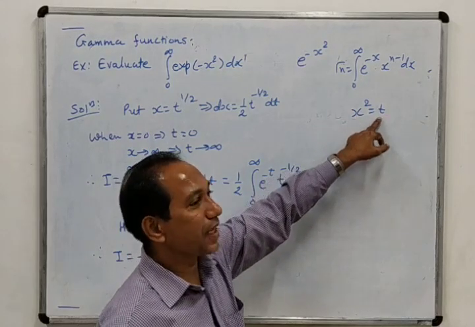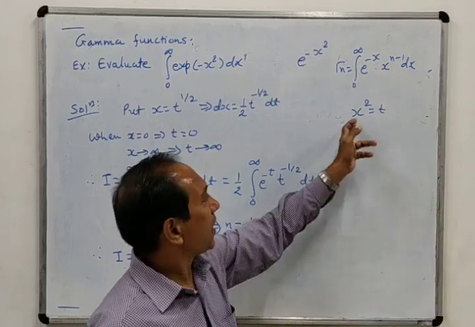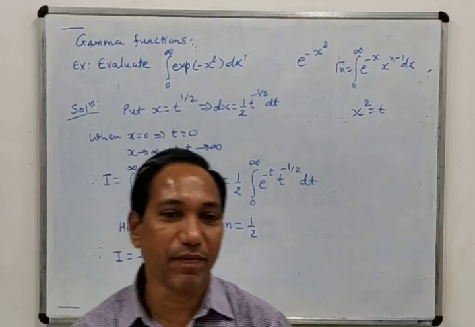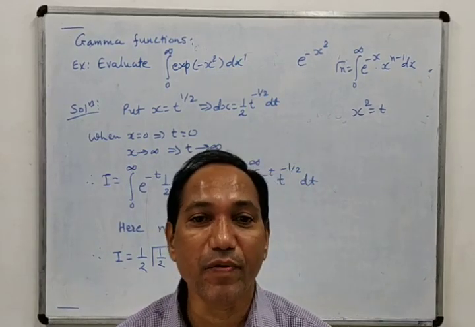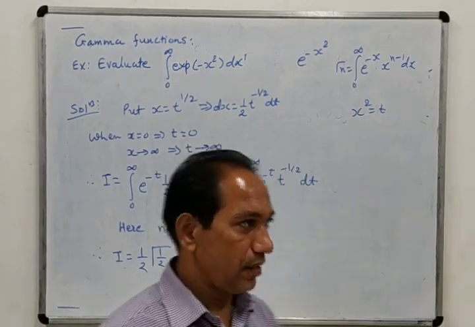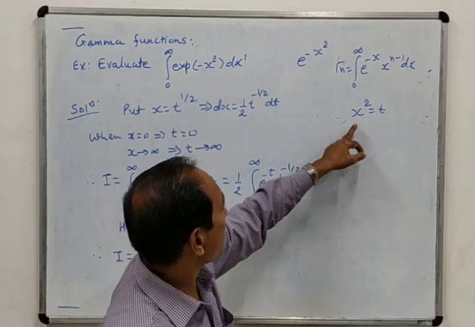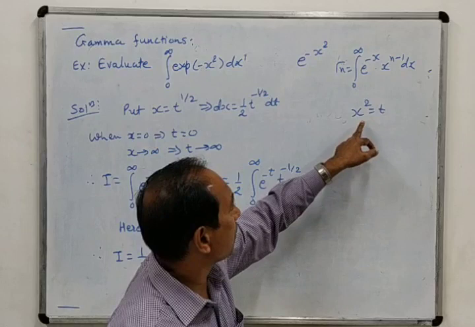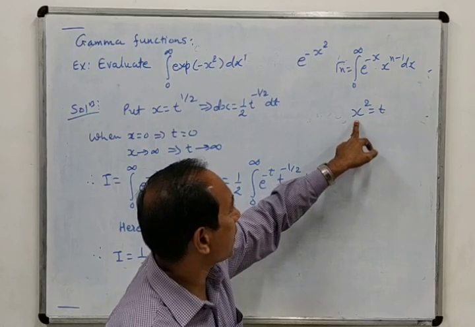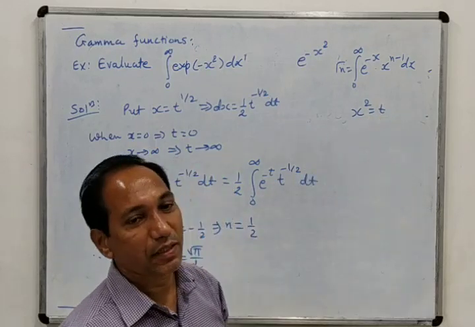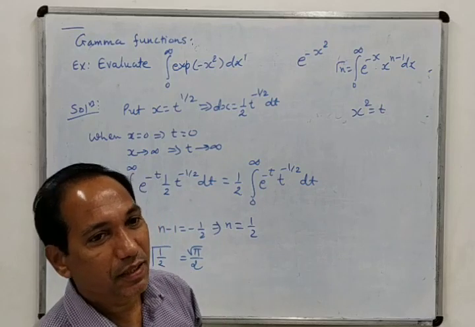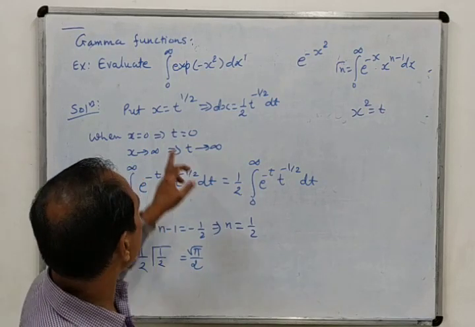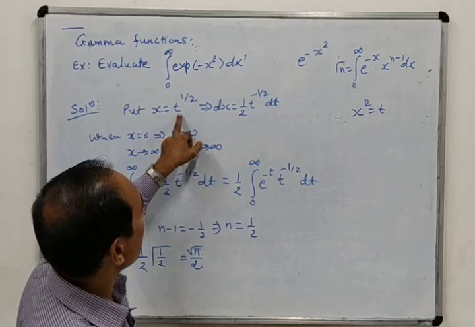Actually we can also put x square equal to t if you want. But then we need to write down x equal to t raised to 1 half because we are converting the variable x in terms of the new variable t. So it is better to take x equal to t raised to 1 half, because if we take x square equal to t, then we can write x equal to plus or minus t raised to 1 half. So there is the confusion of plus or minus. To avoid this confusion, it is better to take x equal to t raised to 1 half.